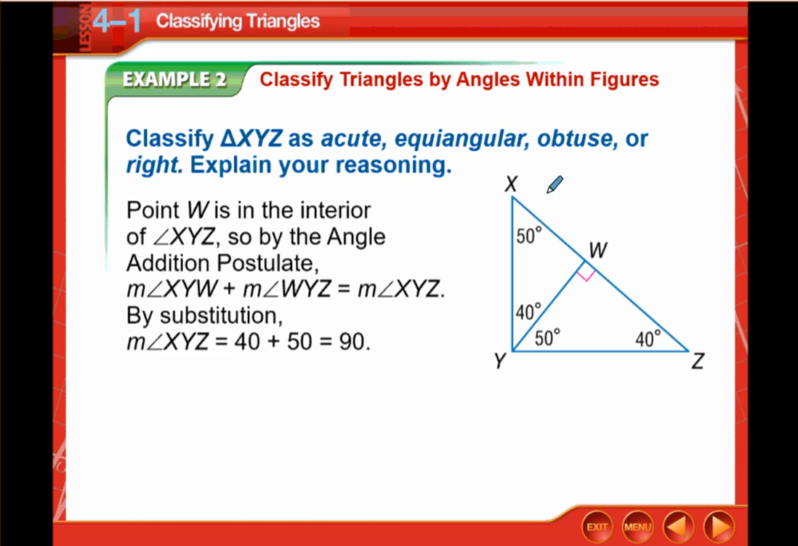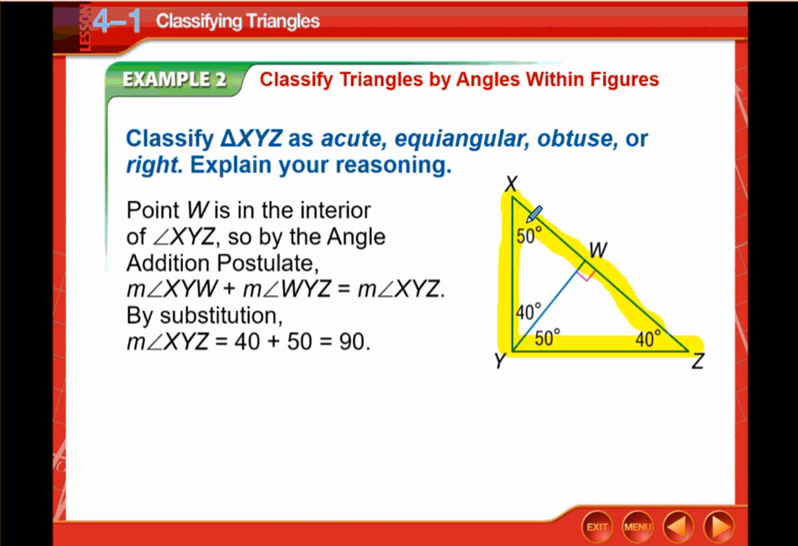Okay, another example, we're going to classify this as acute, equiangular, obtuse, or right. Explain our reasoning. Well, when we look at this, we want to classify triangle XYZ. There's more than one triangle here, so let's make sure we understand exactly which one triangle XYZ is. That would be this one that I'm highlighting. So there's triangle XYZ.